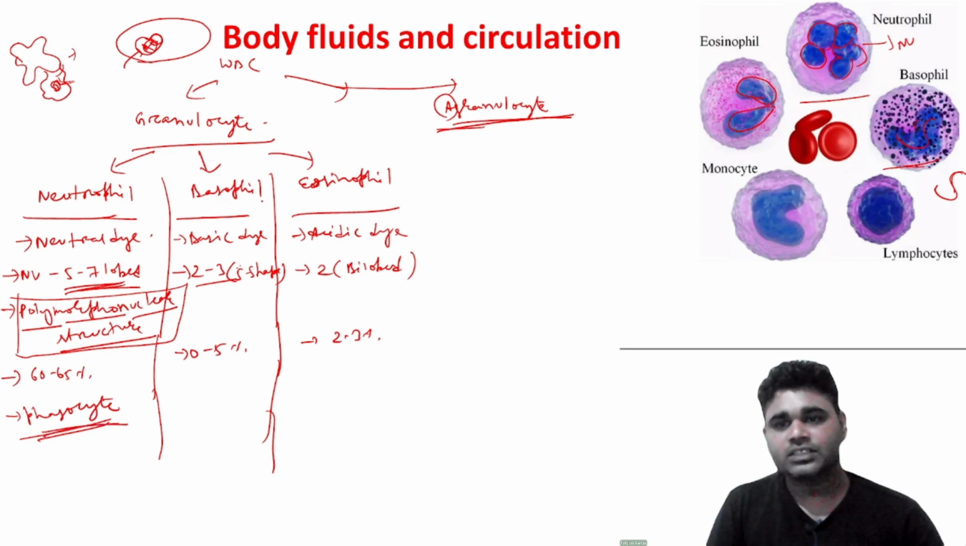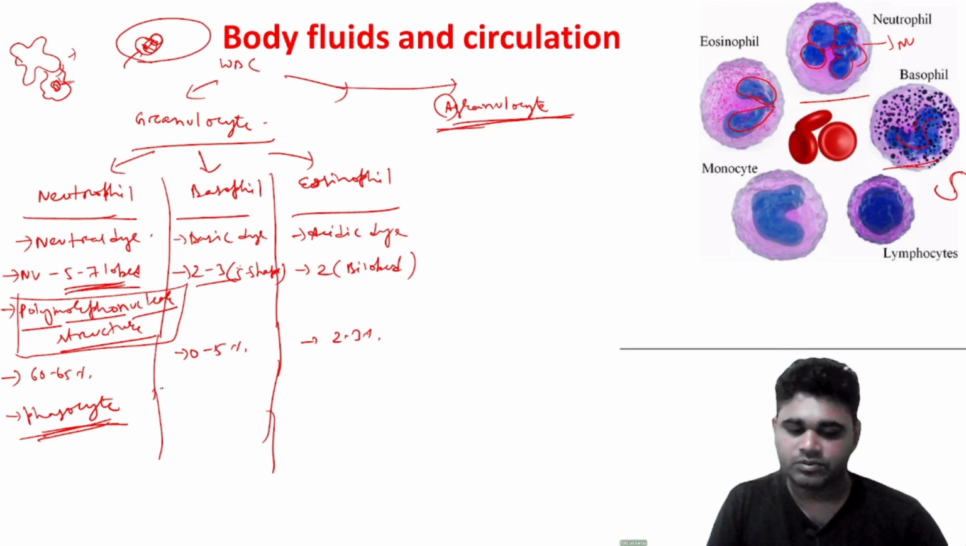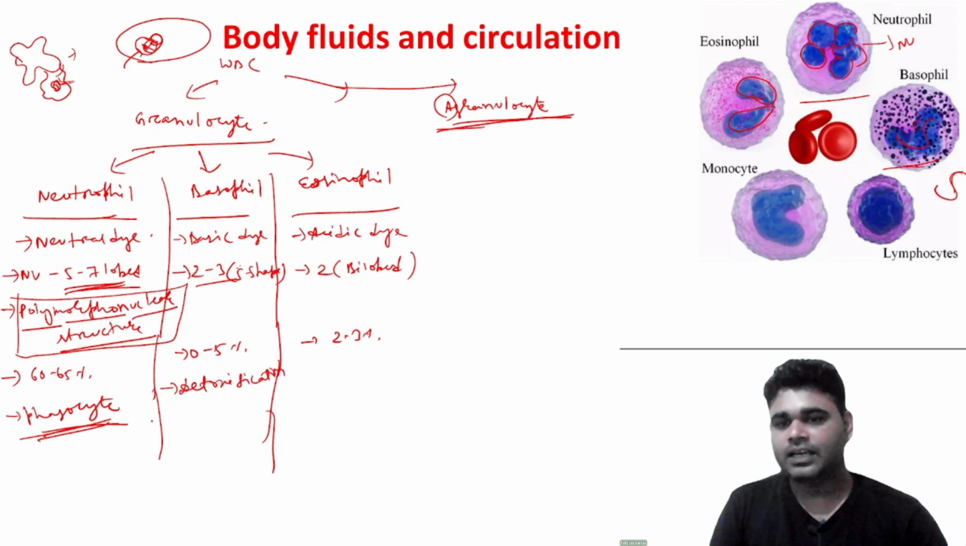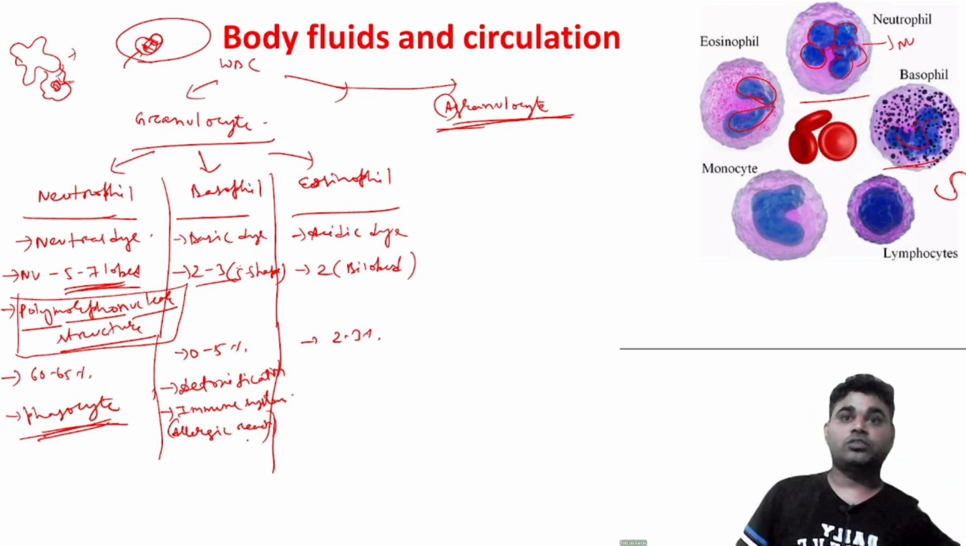Okay. One is called the basophil. What is the function of the basophil? The basophil helps in detoxification, and another most important function is that it helps in the immune system. What is the immune system? It actually helps in the allergic reaction. Allergic reaction means when we encounter a pollen grain or any pollen or dust.